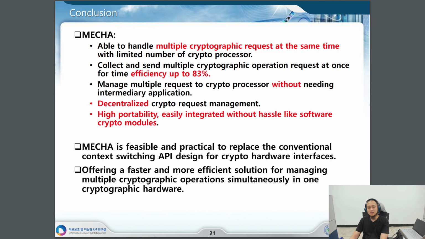This is decentralized crypto request management, which can be requested by any application that has permission for the cryptographic hardware. MECHA has high portability and is easily integrated with software crypto modules. We conclude that MECHA is feasible and practical to replace the conventional context switching API designed for the crypto hardware interface, offering a faster, more efficient solution for managing multiple cryptographic operations simultaneously in one cryptographic hardware.